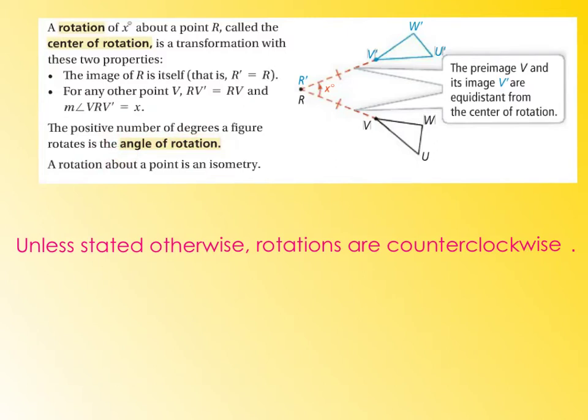Now, just like in a reflection, if your point was on the line of reflection, it just stayed there. Here, if you are rotating and the point is actually on the center of rotation, which is the point about which you're going to rotate things, then it just stays there and R becomes R prime. It doesn't move because it is the center of rotation, which is where everything is moving around. Every other point is going to be rotated by the angle of rotation. So like here we have V going to V prime by an angle X, which I would guess to be maybe like 50 degrees. Now W is also moving to W prime by that same angle, 50 degrees. And U is moving to U prime by a 50-degree rotation.